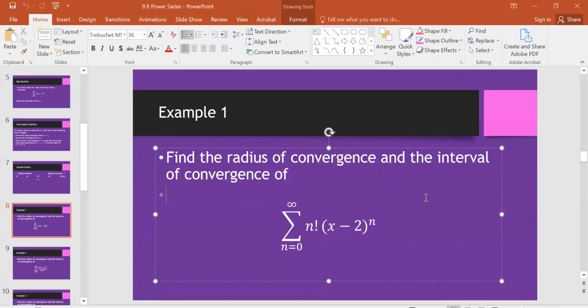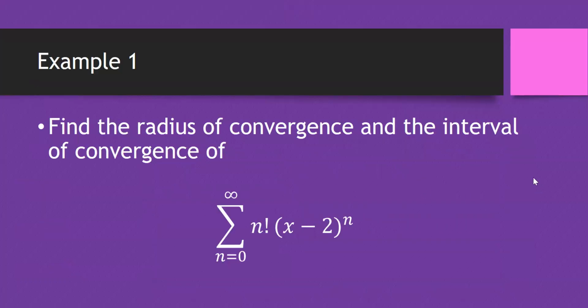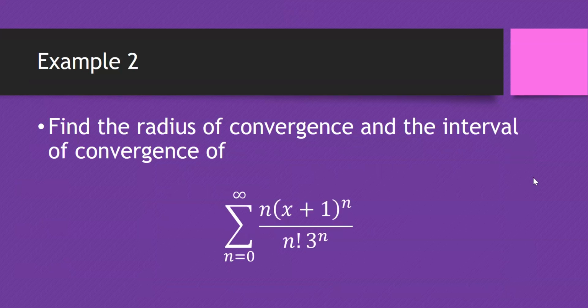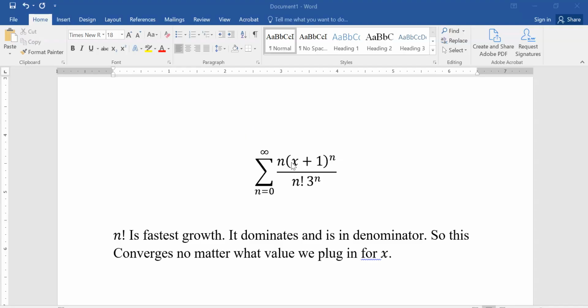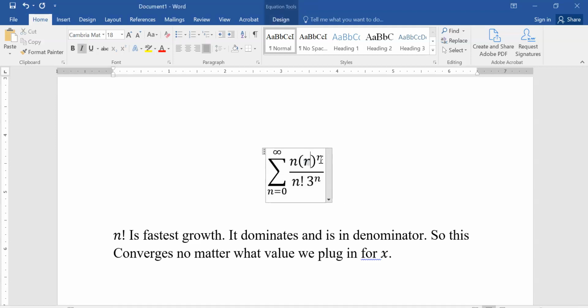So I want you to use that same logic and push pause. Try to use that same logic on this example. So push pause, figure out where this thing converges. All right, so hopefully you went ahead and did that. So x plus 1 to the n, that's just going to be some real number. So you're going to plug in a real number here. We'll say r to the n, and then we have 3 to the n.